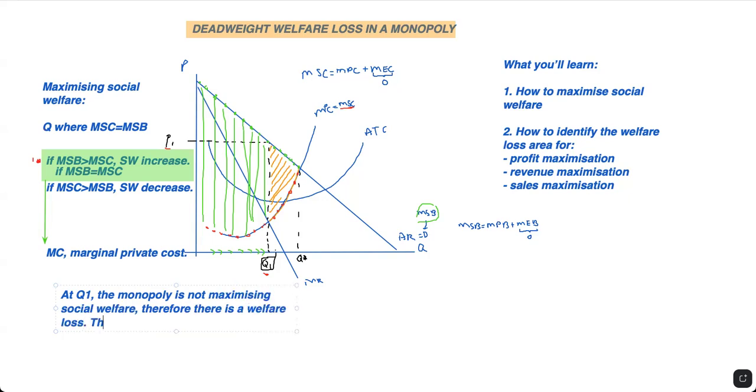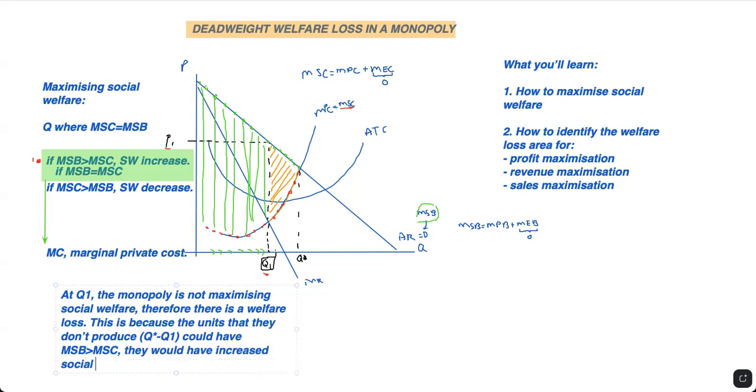This is because the units that they don't produce, so those are the units between Q star and Q1, could have benefits greater than the costs. Let's just say could have, because it's theoretical. Therefore, they would have been good to society. They would have increased social welfare by the area in orange.